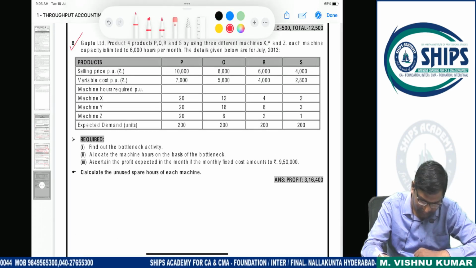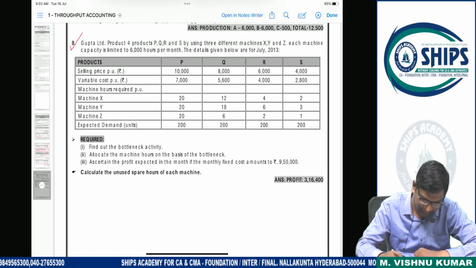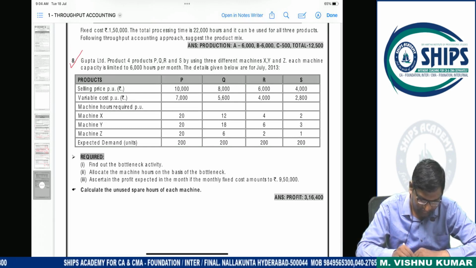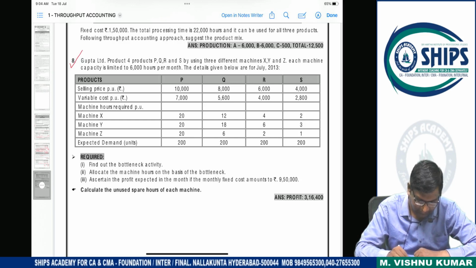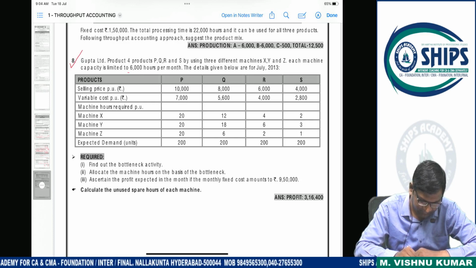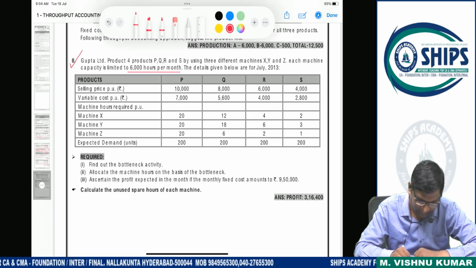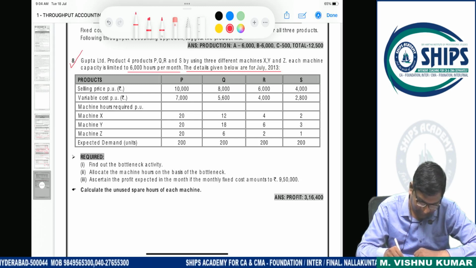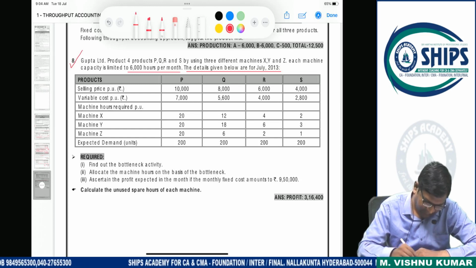Question number 8 we are solving. This is the last question. A company is producing 4 products P, Q, R, S by using 3 different machines X, Y, Z. Each machine capacity is limited to 6,000 hours per month. The details are given below: selling price, variable cost, machine hours required. For X to produce P 20, Q 12, R 4, 2 for S. Y also, Z also given.